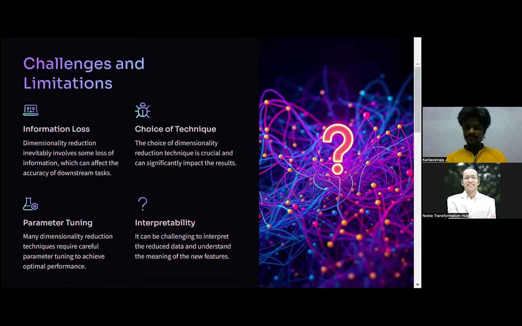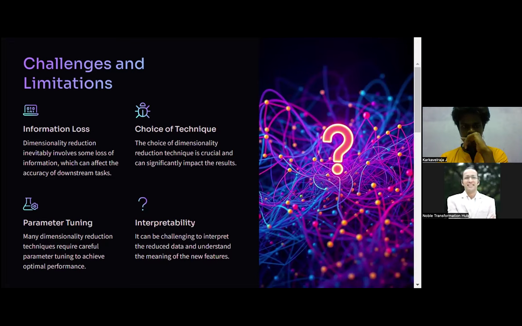Yes. So challenges and limitations, guys. First is information loss, because it's common sense, guys. When you reduce dimensions, you might lose some information, but you have to choose the right data, the right features to reduce dimensionality. So that is very important. Dimension reduction will involve a loss, which can affect the accuracy and downstream tasks.